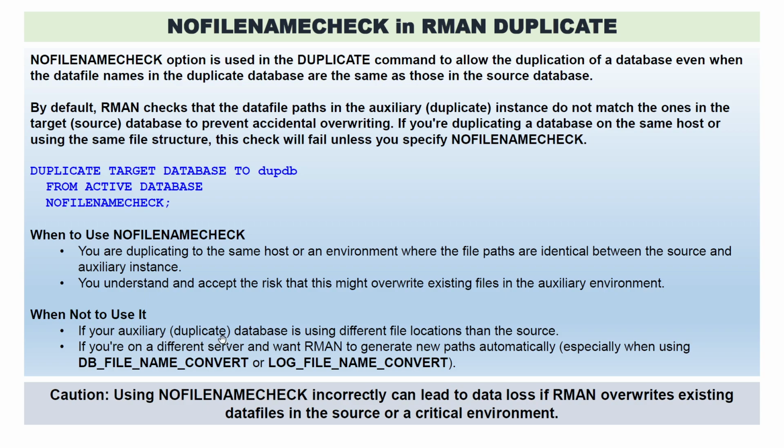When not to use it? If your duplicate database is using different file locations than the source, it is not required. If you are on a different server and you told RMAN to generate new paths using DB_FILE_NAME_CONVERT or LOG_FILE_NAME_CONVERT, you don't have to use no file name check. Remember, using no file name check incorrectly can lead to data loss if RMAN overwrites existing data files in the source or a critical environment. So you should be very careful when using no file name check when you are duplicating the database.